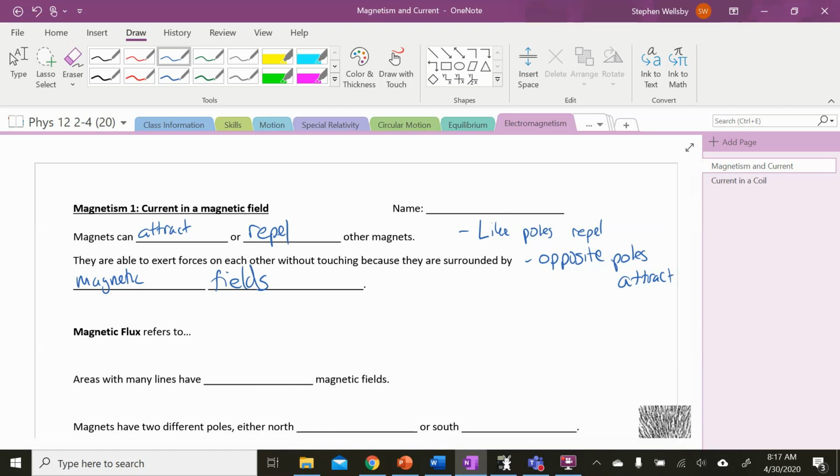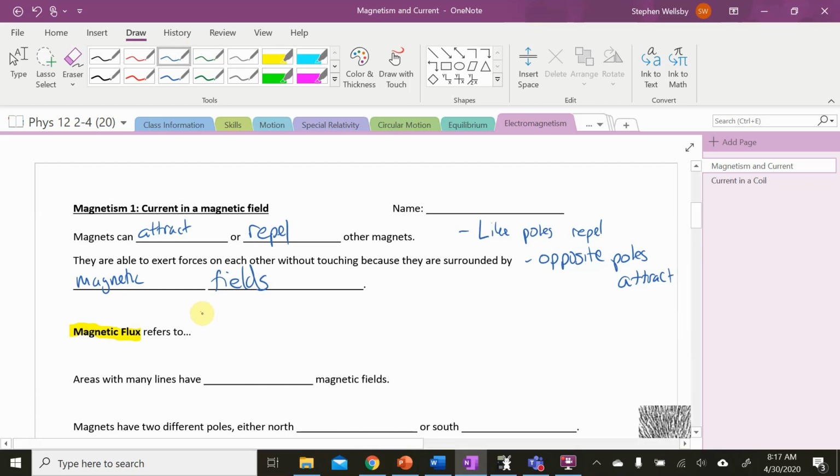Now, because this is grade 12, because it's physics, we're not just going to leave it with some vague notion that forces exist. We want to be able to quantify that. We want to be able to give a number to the idea of magnetic fields. So when we're trying to give a number to describe the quantities related to magnetism, we are going to refer to this quantity known as magnetic flux.